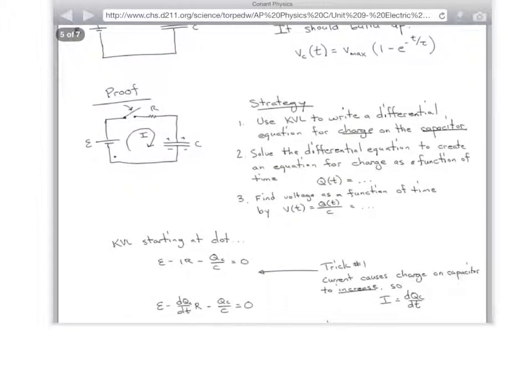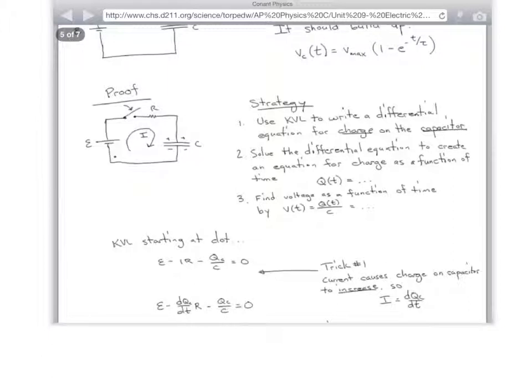Now, this goes back to Macy's question. Is positive current flow, or current flow that goes around in the clockwise direction, going to increase or decrease the charge on the capacitor? Take a look. Positive current will actually charge up the capacitor in this case. In other words, that positive current gives you a positive dq over dt on the capacitor. So anytime we see current, we're going to replace it with dq over dt instead of negative dq over dt.